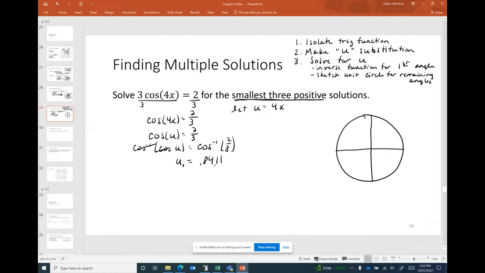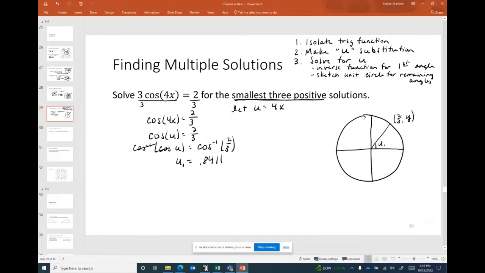All right, u is 0.8411, so there's the first. Let's see, u, that's the cosine. So 0.8411 has the cosine of 2/3. So where is that going to be? That's going to be, I want to say, we're just going to estimate it right there. There's our u sub 1. It has a cosine of 2/3 and some y.